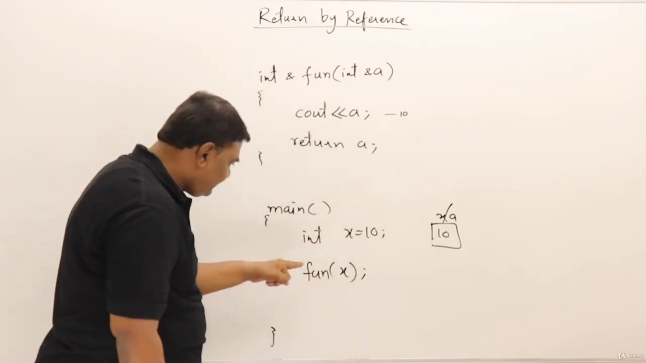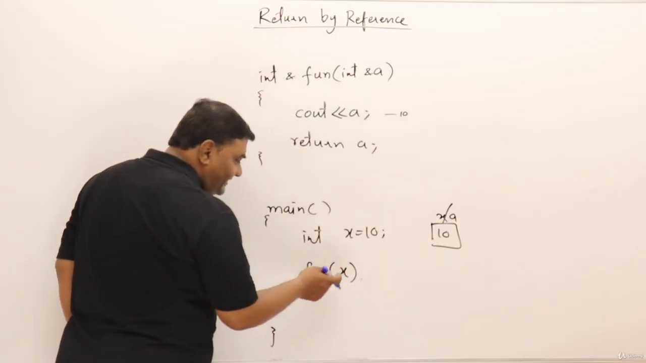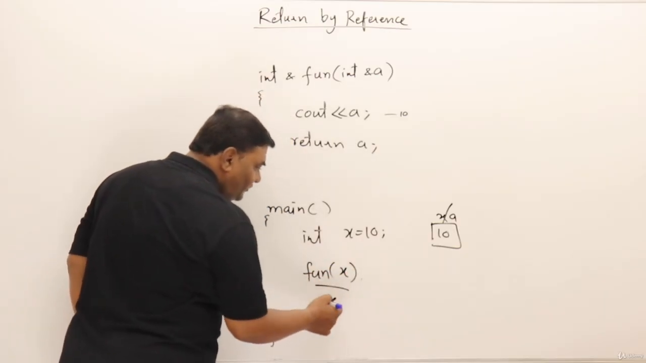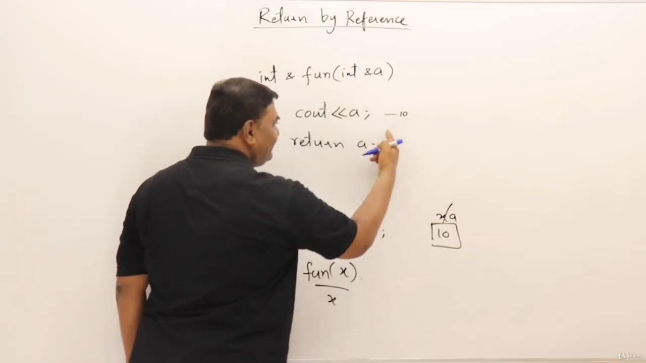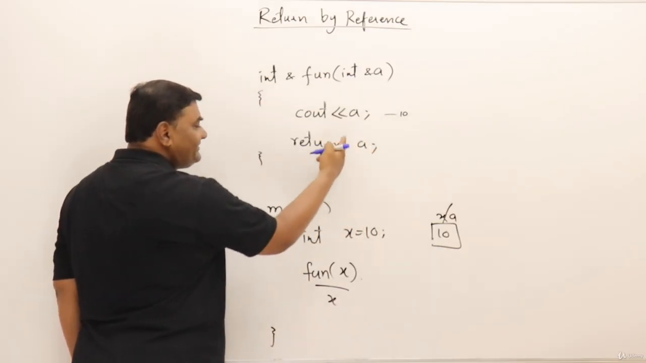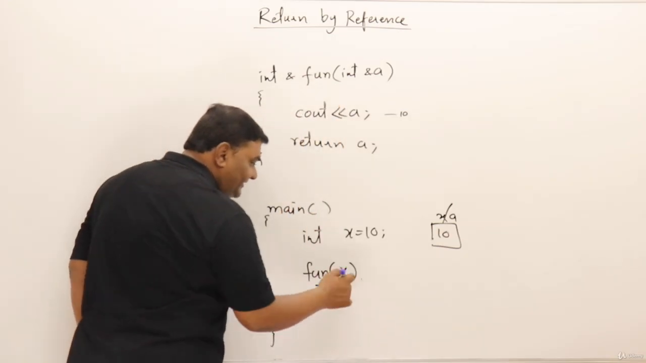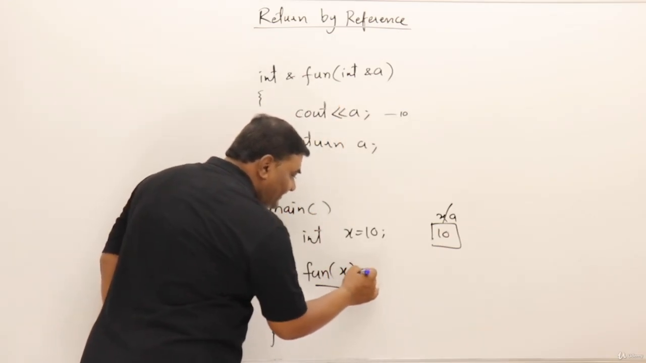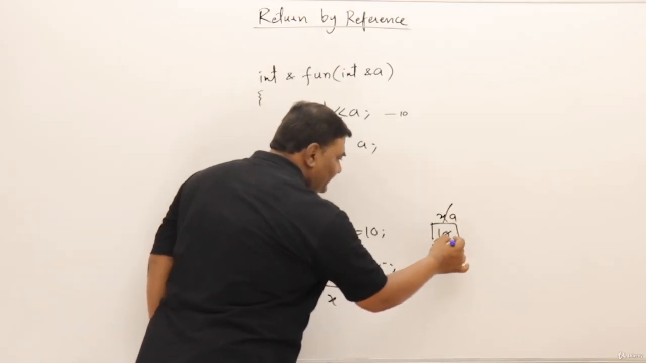So when it returns here, this function call becomes nothing but x only. We have sent x to this function. It has used it, that is, printed something, and returned a. What is a? Reference to x. So it is returning x only. So this whole thing becomes x only. So I can write here assign 25. So what happens here? This will become 25.